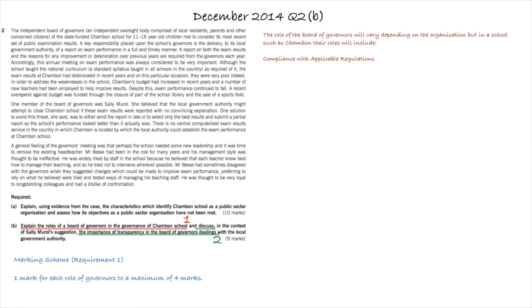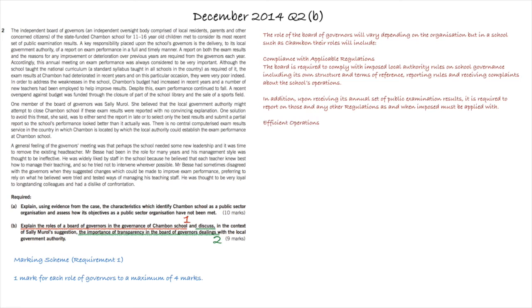However, here we see that the role of governors may vary depending on the organisation, but in a school such as Chambon, the roles will include, first of all, compliance with applicable regulations. Again, note that I've given a heading to make it clear what I'm going to talk about. And now I'm going to give it in short, succinct paragraphs. So, first of all, the board is required to comply with imposed local authority rules, as we've discussed previously, on school governance, including its own structure, terms of reference, reporting rules, and complaints procedures. So that would be one of the roles that they would have.